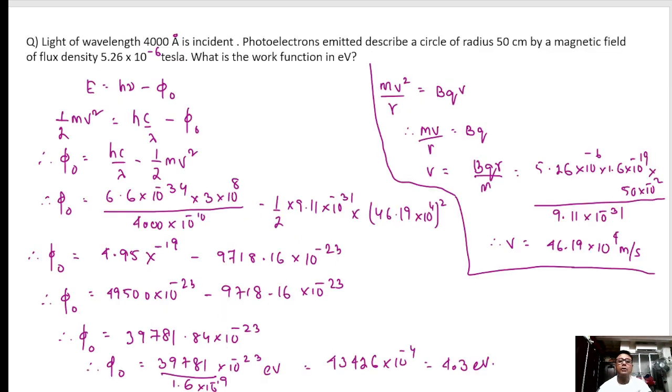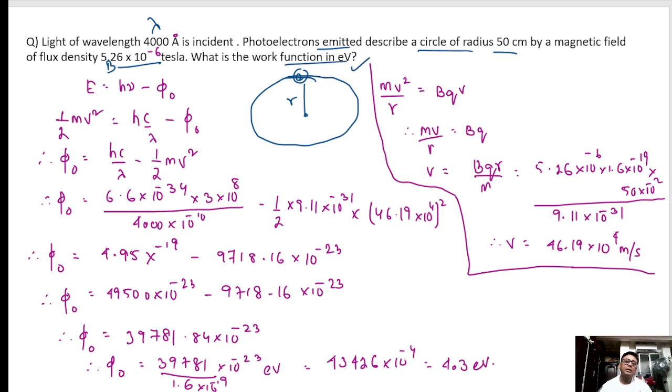Next, light of wavelength, this is the wavelength given. The photoelectrons emitted describe a circle. Okay, so this is the photoelectrons describing a circle. Radius is given to us. Magnetic field B is given to us. What is the work function in electron volt?